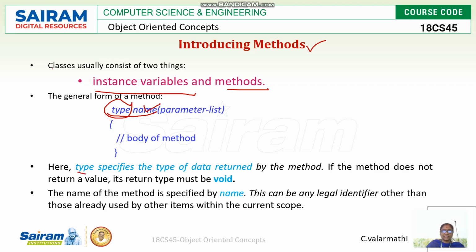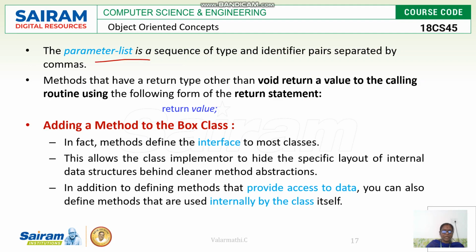The type specifies the type of data returned. If it is not returning anything, then we can use void as the return type. The name is nothing but the name of the method. The parameter list is a sequence of type and identifier pairs separated by commas. We know how we can pass a parameter list, and then it has the return value. If a return type is assigned, we have to use the return keyword to return its value.